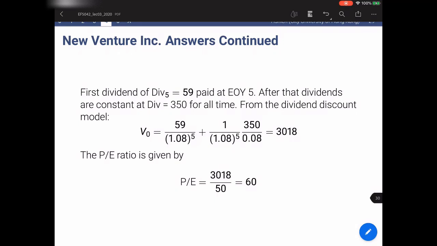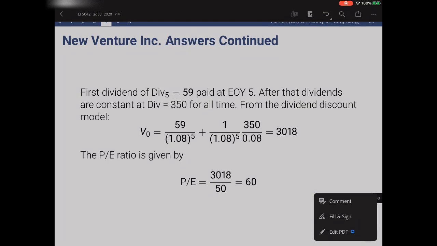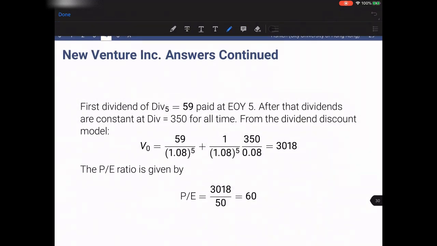So the first dividend payment is $59 million, which occurs in 5 years. So that's what occurs here. But for the rest of the years beyond year 5, we know that the present value of that constant perpetuity is 350 divided by the discount rate of 0.08, right?